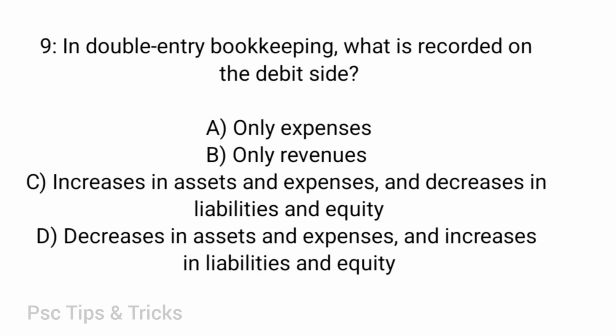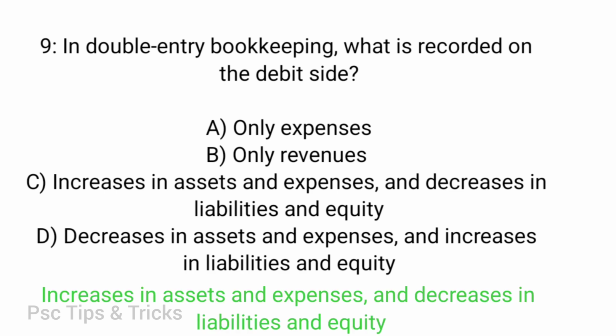In double entry bookkeeping, what is recorded on the debit side? Options: only expenses, only revenues, increases in assets and expenses, and decreases in liabilities and equity. Decreases in assets and expenses and increases in liabilities and equity. Increases in assets and expenses and decreases in liabilities and equity.